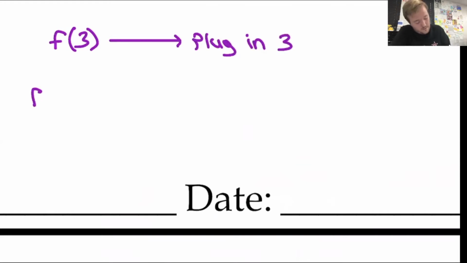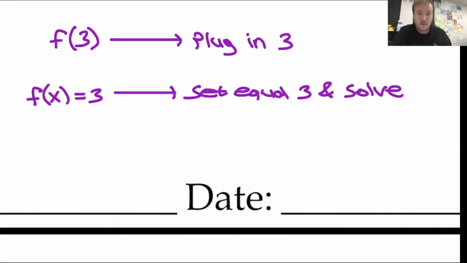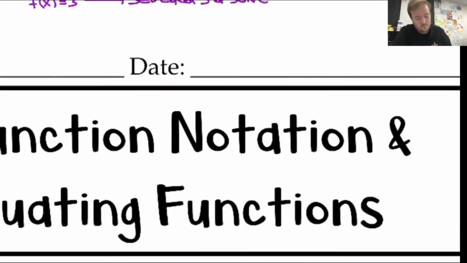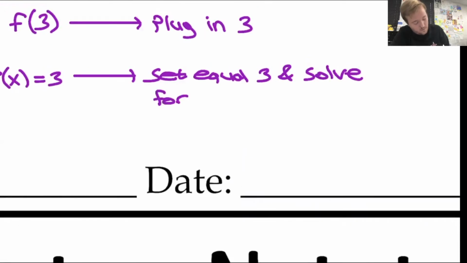However, let's say I give you f of x equals 3. So that is completely different. So in this case, you want to set your equation equal to 3. So set equal to 3 and solve. There's a bug on my iPad. Okay. Oh, probably shouldn't keep writing. And solve for x, or whatever the indicated variable is.